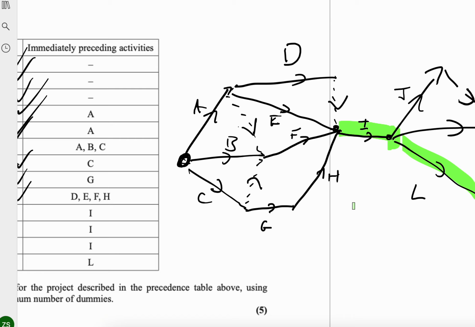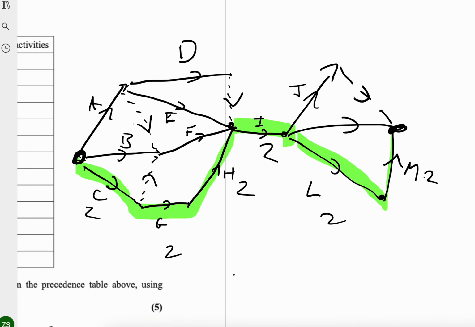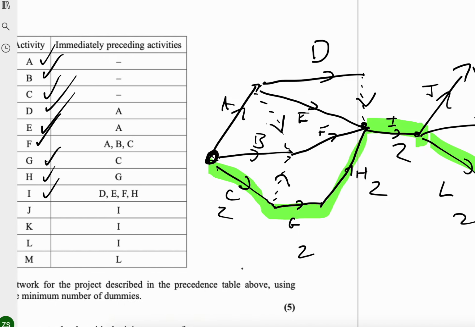So what's the most number of letters I can get from the start of I to the start node? I can go D, A. I can go E, A. I can go F, B, A. I can go F, B. I can go F, C. I can go H, G, C. That's a smart man. You see, when you understand it, it's not that hard. So, how many hours is that? 2, 4, 6, 8, 10, 12 hours. Easy peasy. That's why it's only 2 marks.